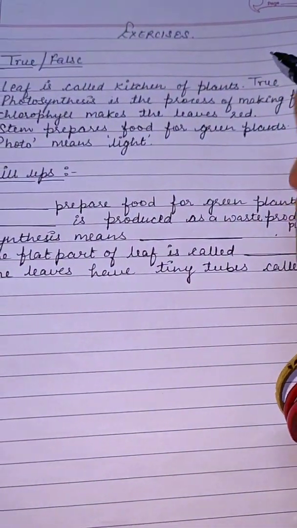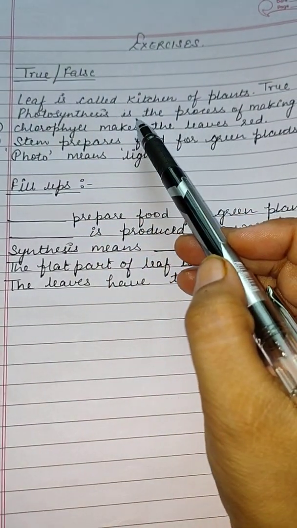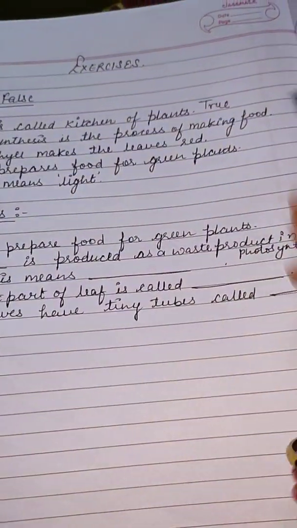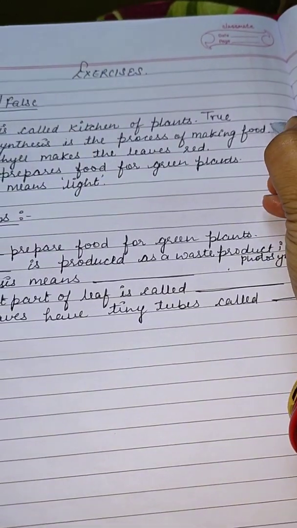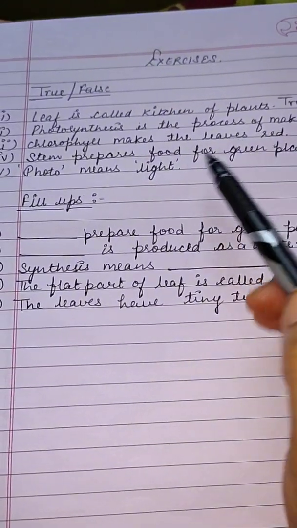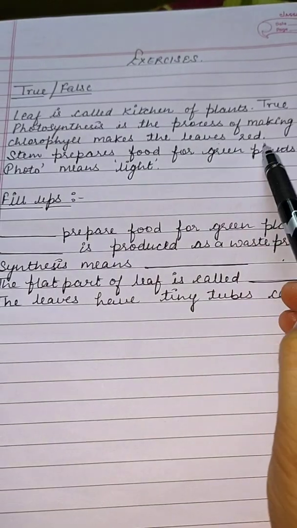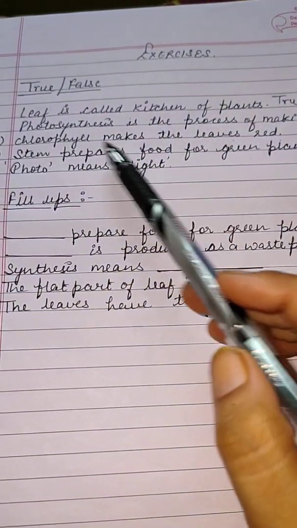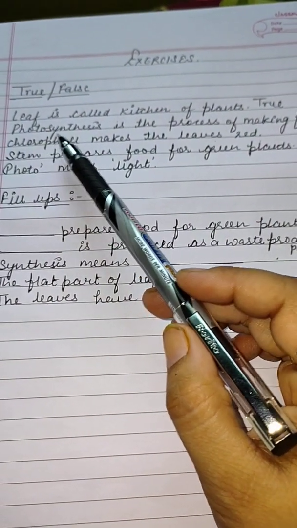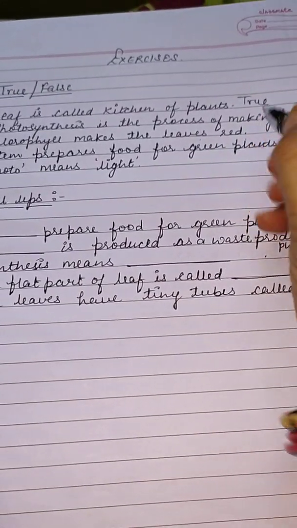Next is, photosynthesis is the process of making food. Yes, the process of making food for the plants is known as photosynthesis. So this is also true. Next is, chlorophyll makes the leaves red. Chlorophyll is a pigment which makes the leaves green. So chlorophyll does not make the leaves red. So this is false.